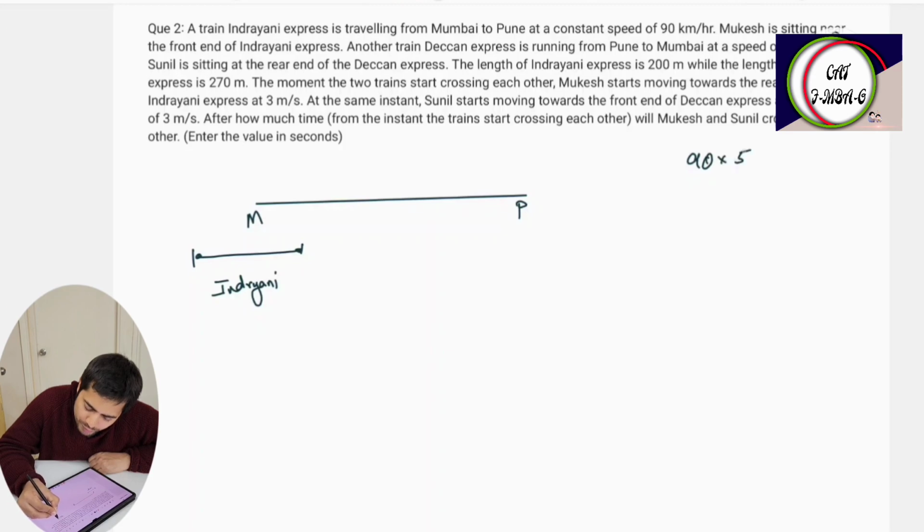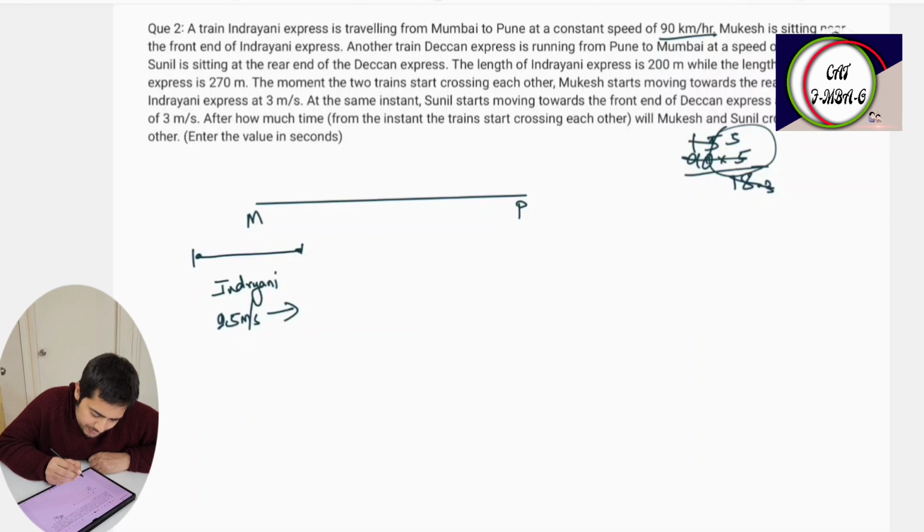So 90 into 5 by 18, that is 25 meter per second. Indrayani is going like this. Mukesh is sitting at the front end. Okay, this is Mukesh.